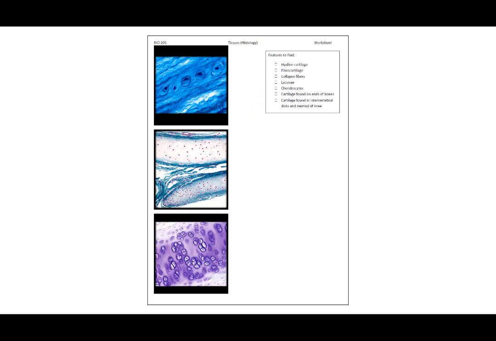On this slide of cartilage, we have 3 types of cartilage. We have our hyaline, also hyaline here, and fibrocartilage is in this one. We can see that the collagen fibers are these wavy little lines through here.